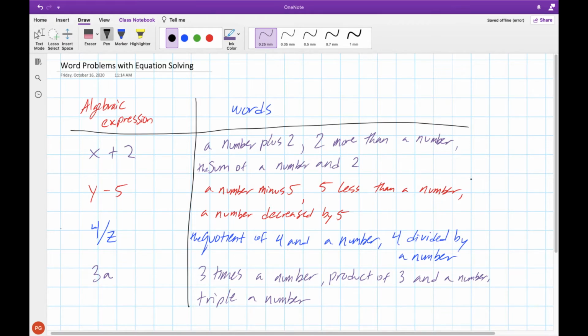Before we jump into that though, a lot of times these word problems are going to involve taking these sorts of word sentences that we talked about way back at the start of the week and making those into algebraic expressions. So taking something like a number plus 2 and turning that into x plus 2, or the quotient of 4 and a number, turning that into 4 over some variable like z. Being able to go from words to algebraic expressions is the really core skill when it comes to solving word problems that involve equation solving.